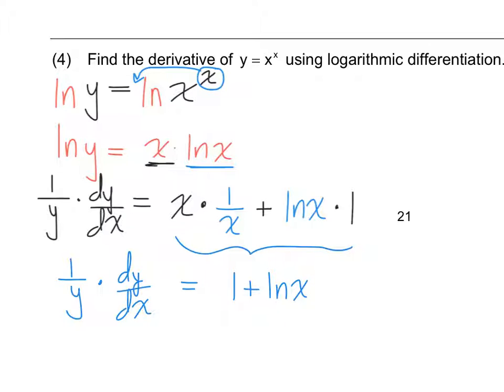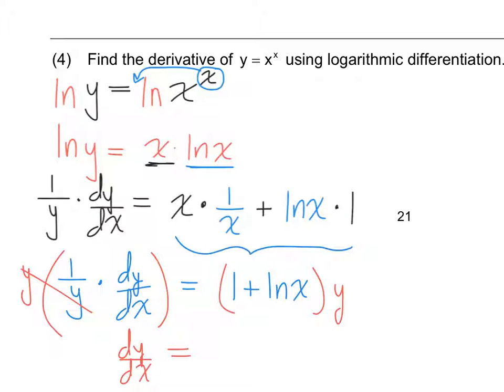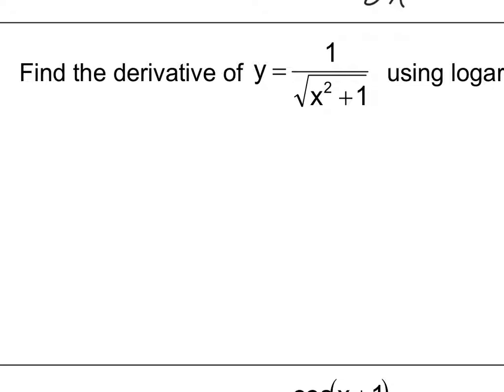Again, I want to get dy dx alone. Same as number 1, I've got to get rid of that 1 over y, so we'll multiply through by y. We'll have dy dx equal to 1 plus the natural log of x times, what's y? x to the x. With a little bit of space before my expression.